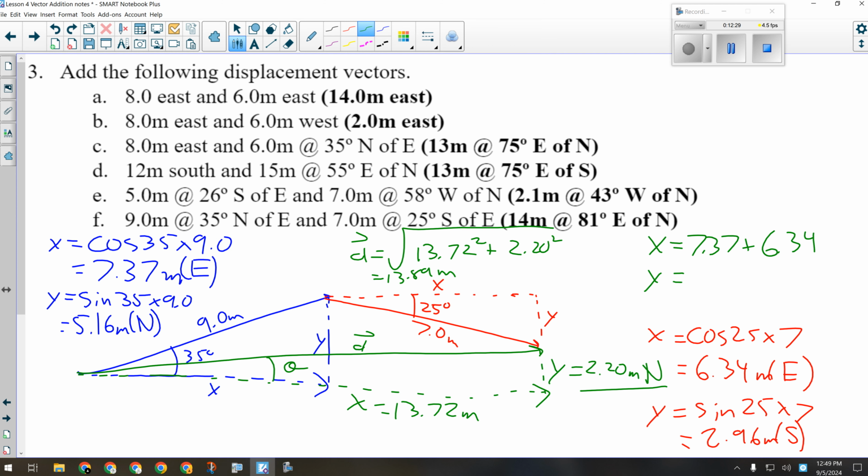All right, that's the magnitude of the displacement. I still need the direction. I have all the sides of the triangle, so I can use any trig function I want to find theta. For me, I'll use tan. So tan to the minus 1 of 2.2, that's my opposite side, divided by 13.72. That would be the adjacent side, right? And I'm going to get 81, actually I'll get 9 degrees.